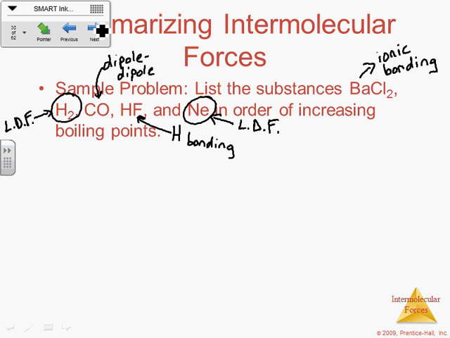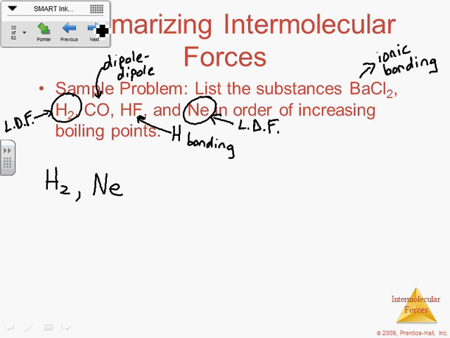Because again, if it's just London dispersion forces, the thing that influences those the most as far as how strong their intermolecular forces are, it's their size. And the smaller they are, the weaker their intermolecular forces. So H2 is going to come first. That has the lowest boiling point, okay? Neon is next. Has the next highest boiling point.